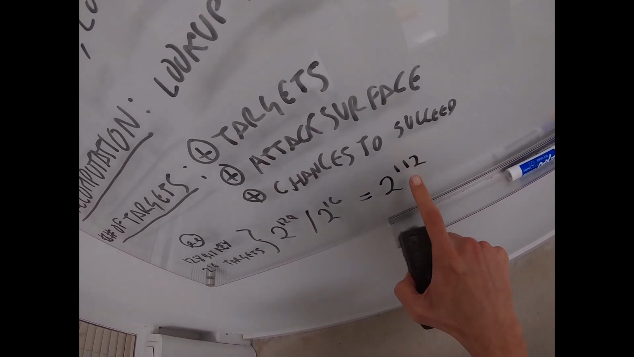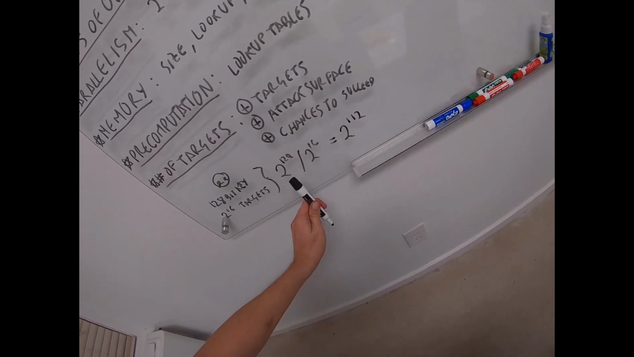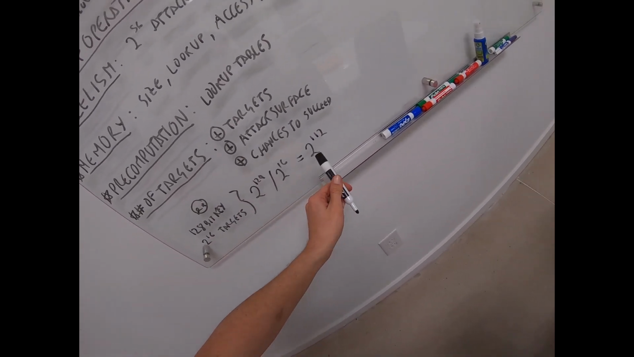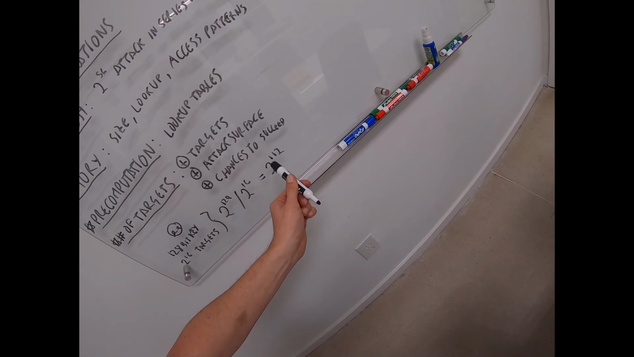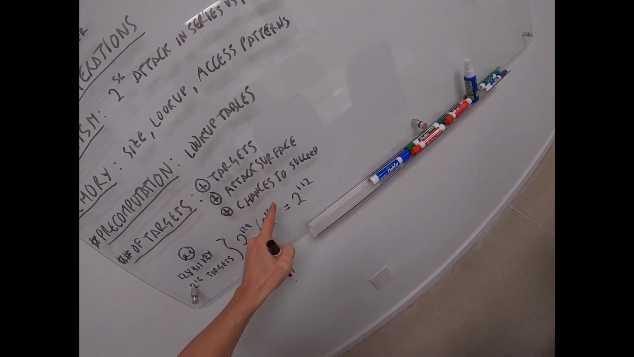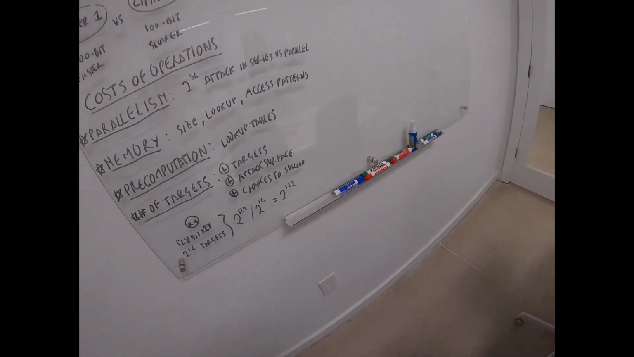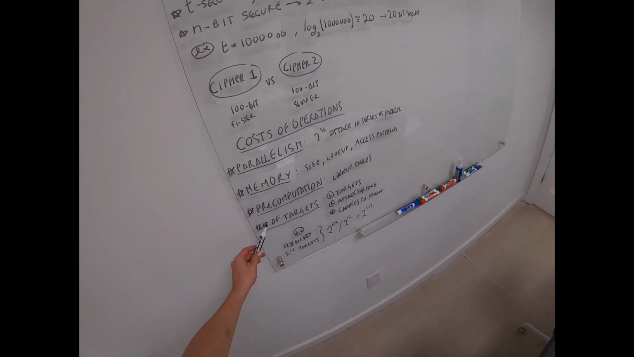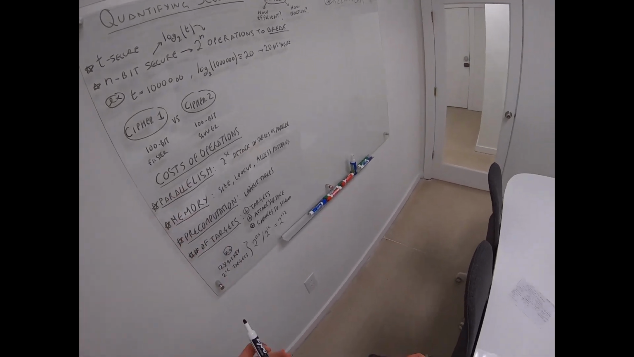So we just reduced the time from 2 to the 128 operations to find one key of one target to 2 to the 112 operations to find at least one key out of all of our targets, which are a lot. There are 2 to the 16. Just to give you an example of how the number of targets can affect the cost of operations.